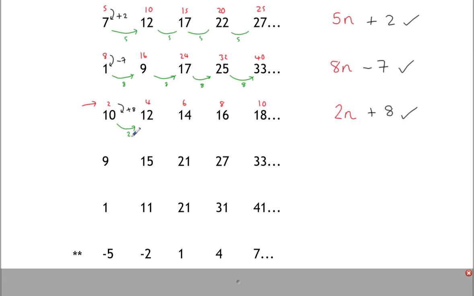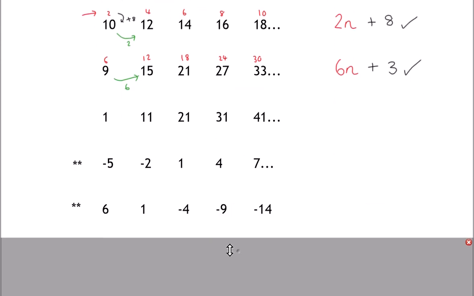The next one goes up in 6s. So I'll put 6n over here in my formula. I'll put the 6 times table on top so I can compare it. Is my sequence bigger than a 6 times table or smaller? It's bigger. I'm starting on 9 and the 6 times table starts on 6. What do I need to do to the 6 times table? I need to add on 3.